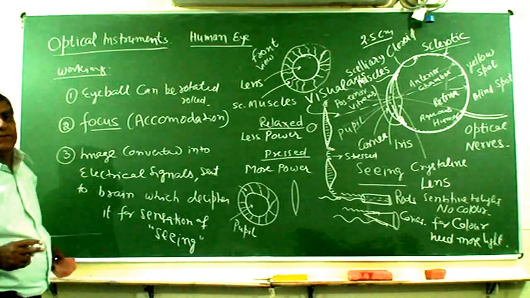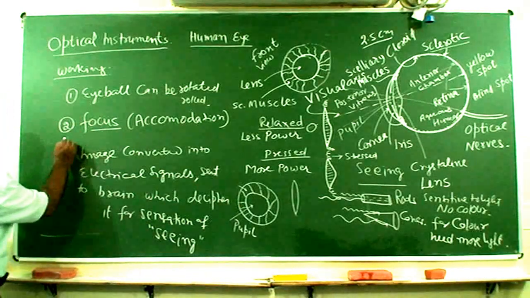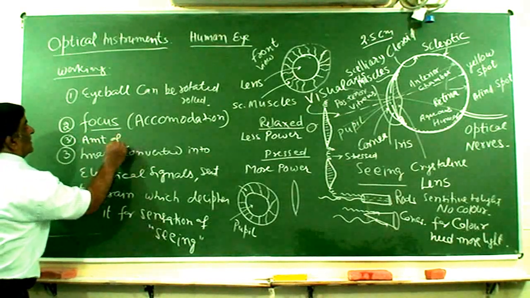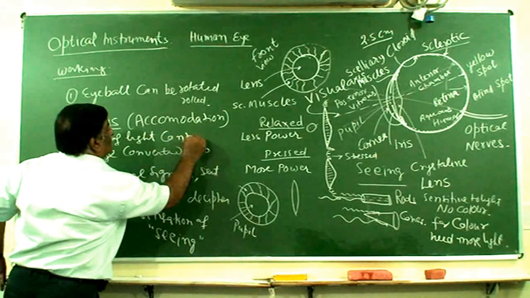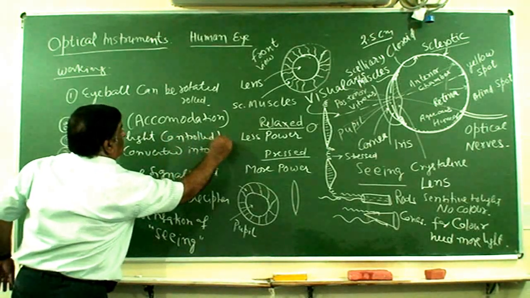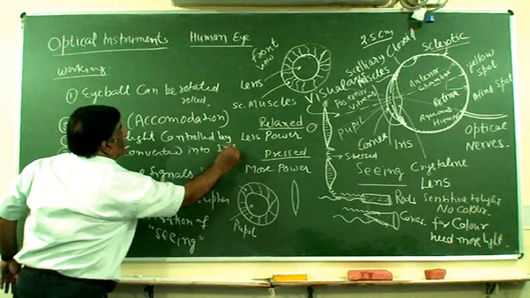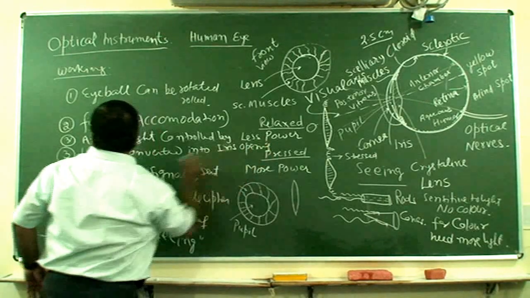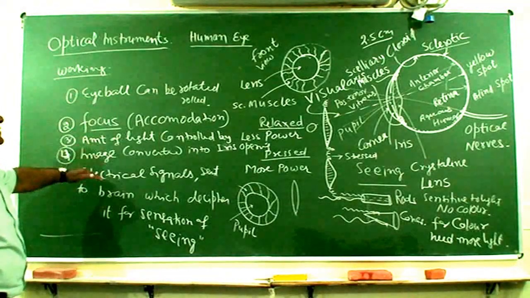The amount of light is controlled by the iris. So here we can also write it, amount of light controlled by iris opening. Okay, so these are the 4 things an eye can do.